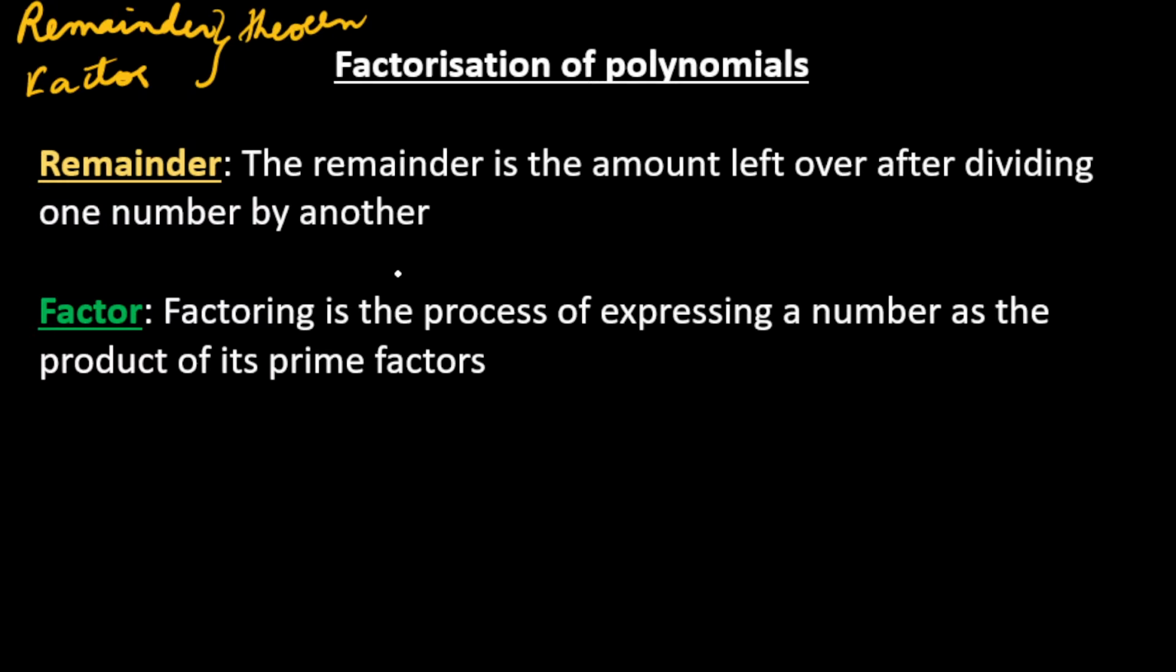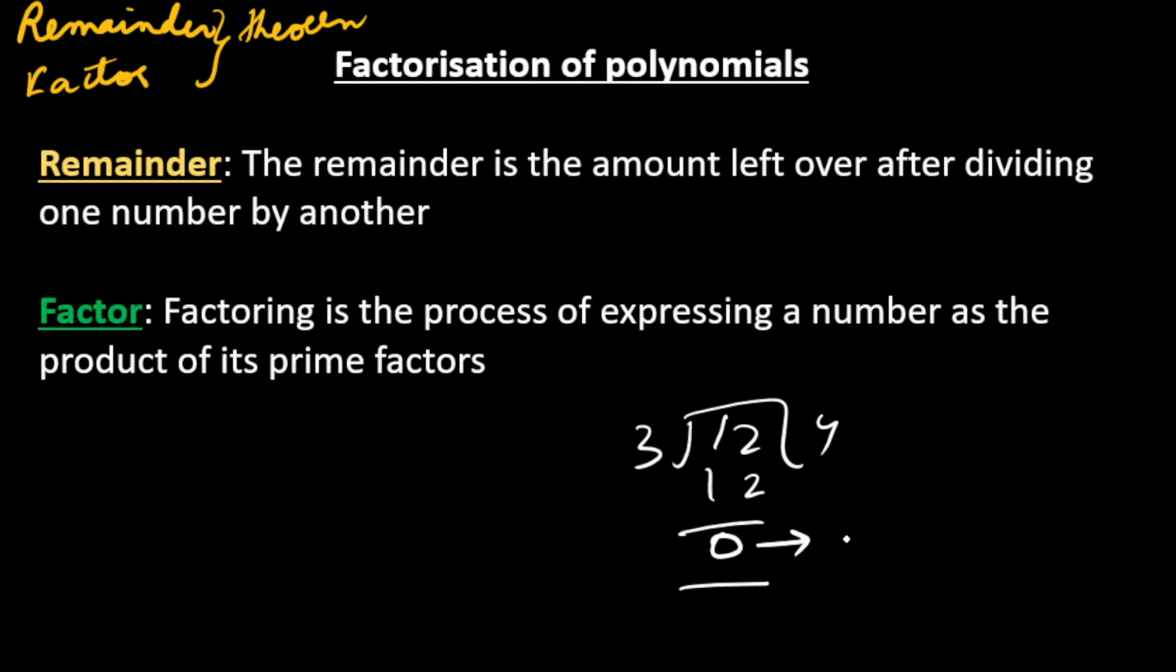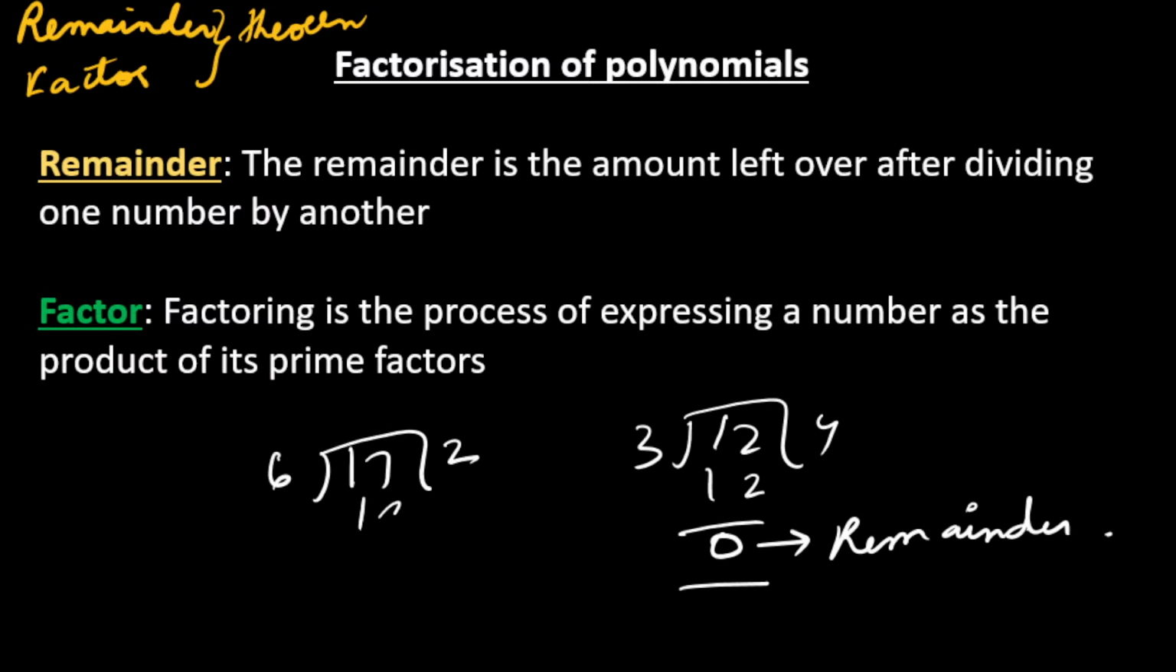Then what is remainder? We already know. If we divide any number by some other number, the number which we get left over... suppose I am dividing 12 by 3. I know 3 into 4 is 12, so whatever I am getting left over, this is the remainder. Remainder is the amount left over after dividing one number by the other. If I divide 17 by 6, 6 into 2 is 12, then 5 is the remainder. So whatever we are getting, that is the remainder.